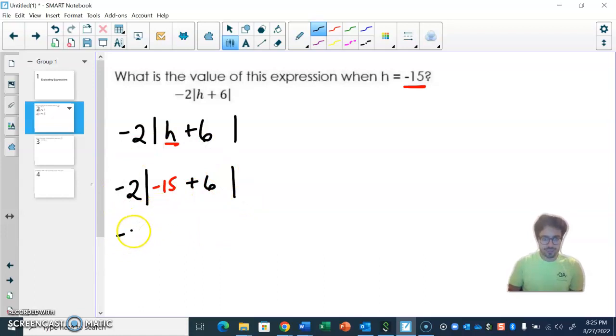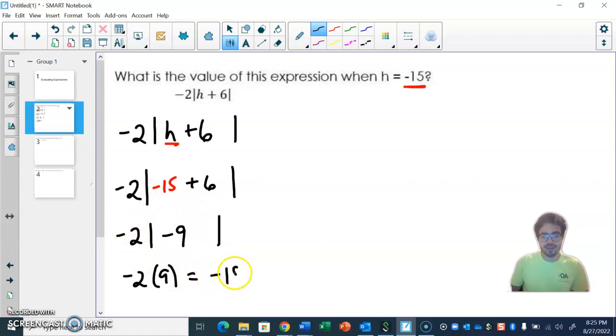I want to do GEMDAS. I have -15 plus 6. That's going to give me -9. And then I need the absolute value of -9. The absolute value of -9 is just 9. Remember, there's -2 times the absolute value of -9. That means my expression is -18. So when h is -15, the value of the expression is -18.